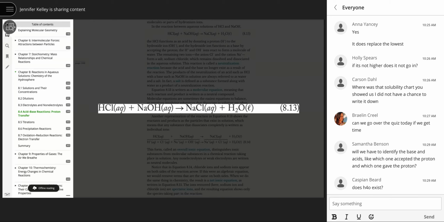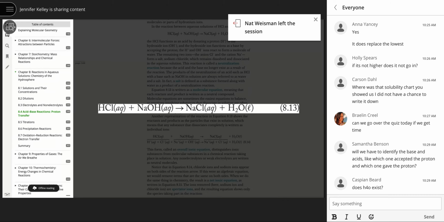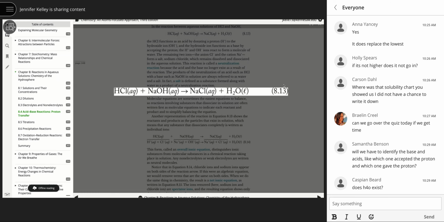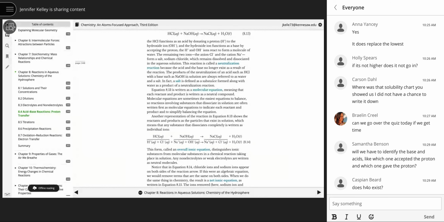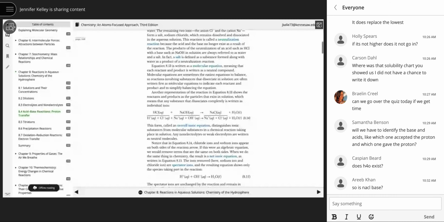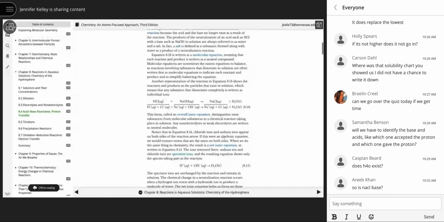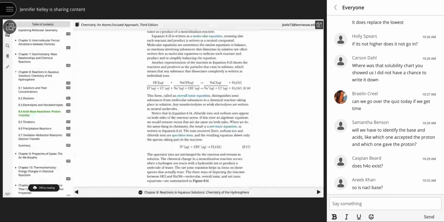And a strong acid will just have the one arrow to the right, and a weak acid like acetic acid will have those half arrows to the right and to the left. So it'll have double arrows pointing in each direction. Just saying it goes forward, it falls apart, it goes backward. All right, and then they have the different types of equations. There's molecular equation, the overall ionic equation, and then the net ionic equation.